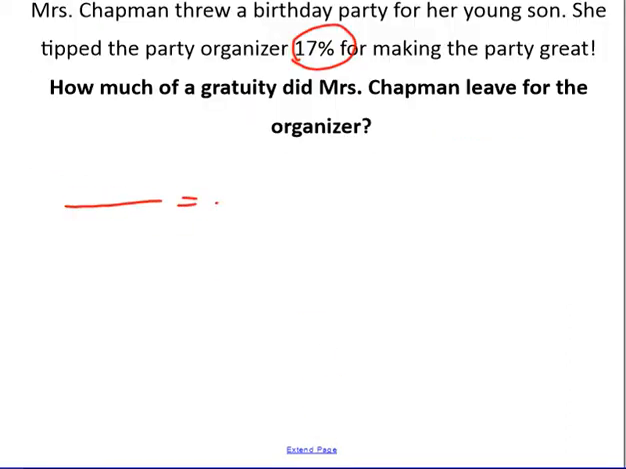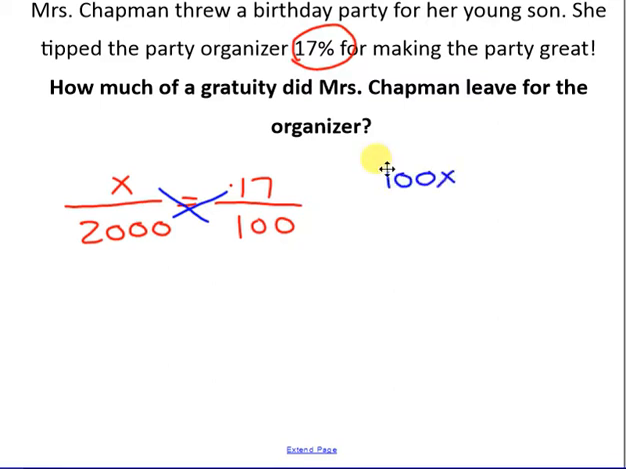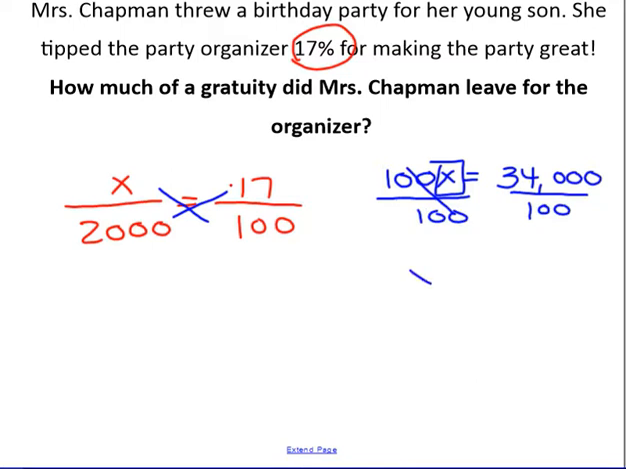So we're going to make a blank proportion. This 17 goes right here, always over 100. The total cost of her party was $2,000, and our x goes here because we're trying to figure out the 17% tip. We're going to cross multiply. 100 times x is 100x. 2,000 times 17 is 34,000. I'm going to box the variable, divide both sides by 100. That cancels. X is going to equal 340.